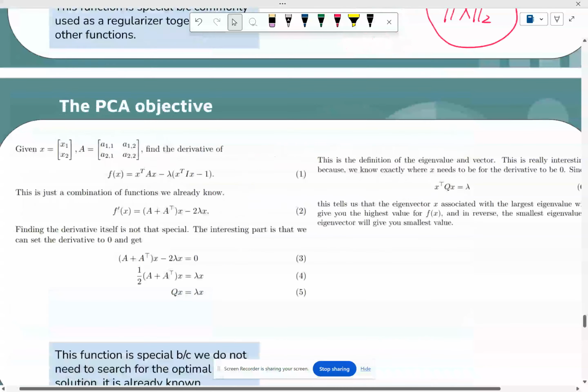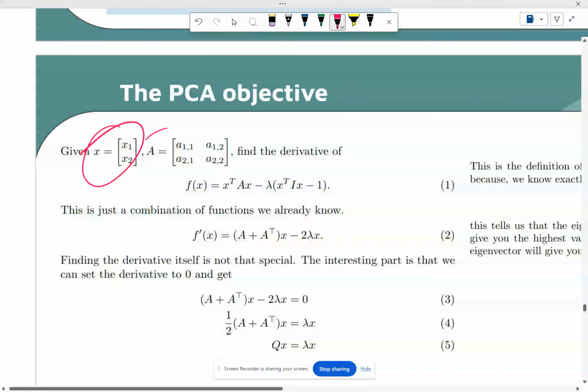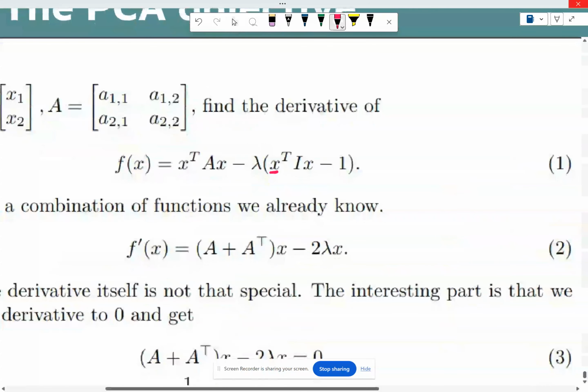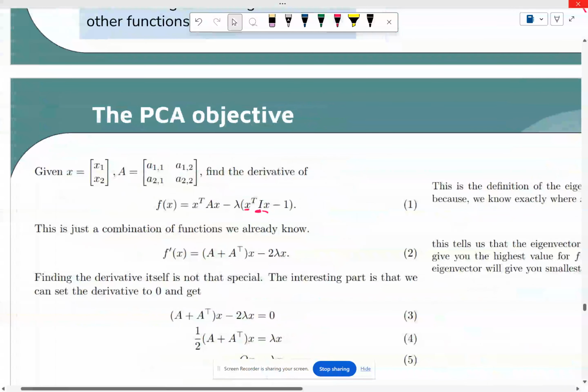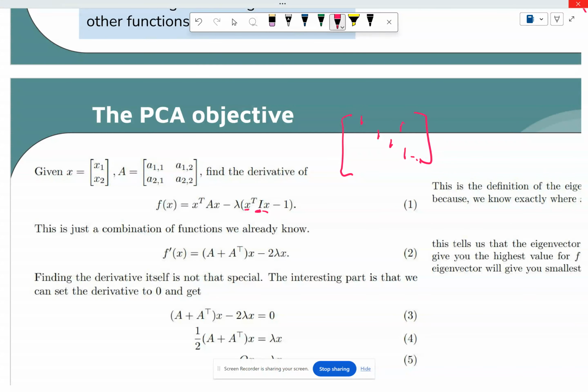All right, the one after is the PCA objective. Let's say we have X and A, right? So the PCA objective is basically X transpose AX and then X transpose identity matrix X. For those of you that don't know what an identity matrix is, it's a square matrix where the diagonals are ones and the off-diagonals are zeros. So that's a special matrix. We call this I for identity. Now, this is a matrix. So instead of A over here, we have an I, and we just multiply them together.